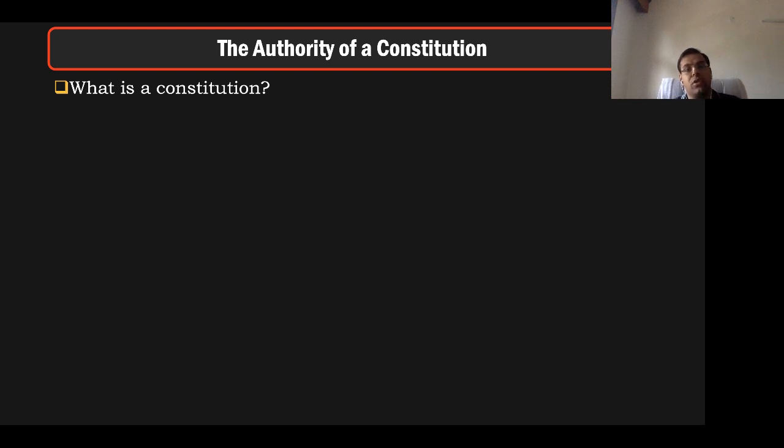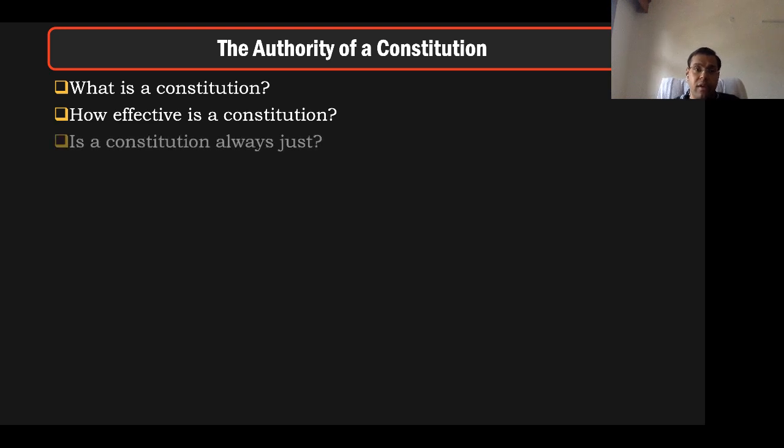So, what is the Constitution of India? Followed by that, the second question is, how effective is a constitution? This is what we'll answer. The subtle hint I have given is that the judiciary is important when it comes to the effectiveness of the Constitution of India. Is a constitution always just? This is a debatable question. Is a constitution always just?